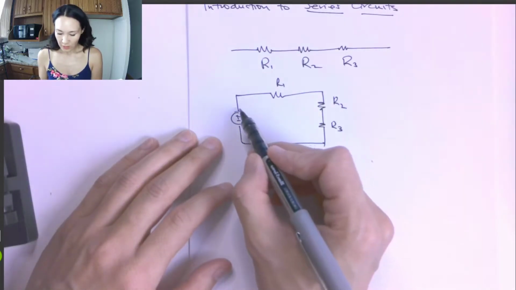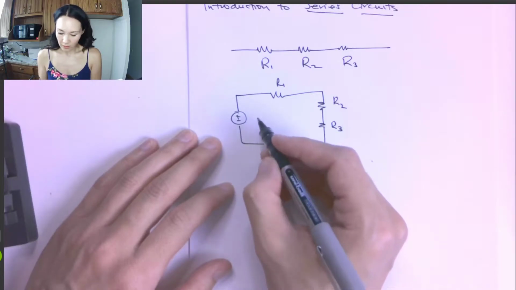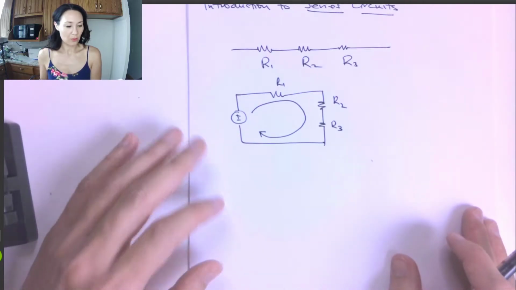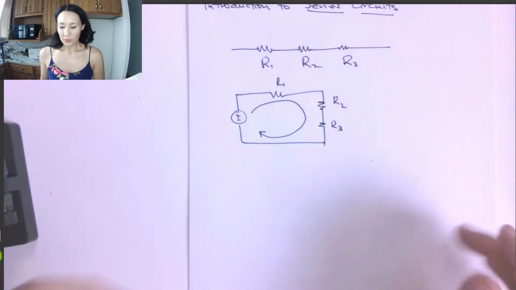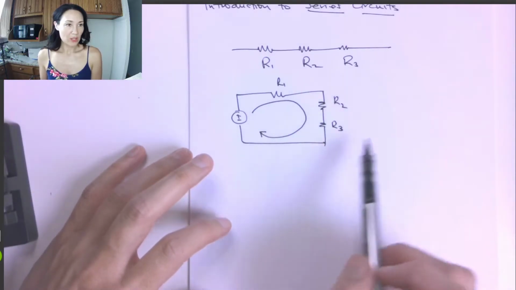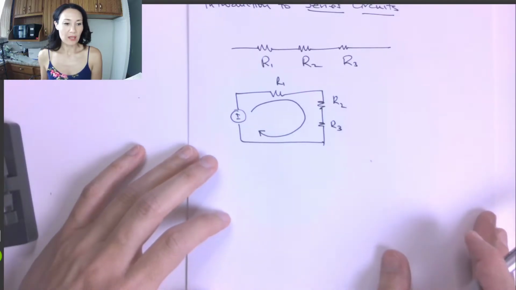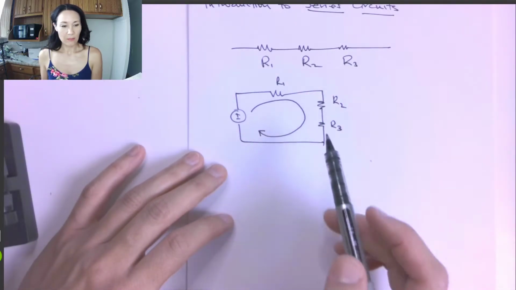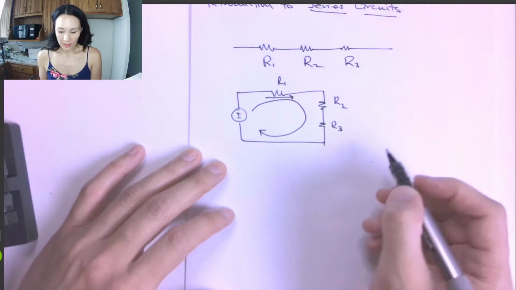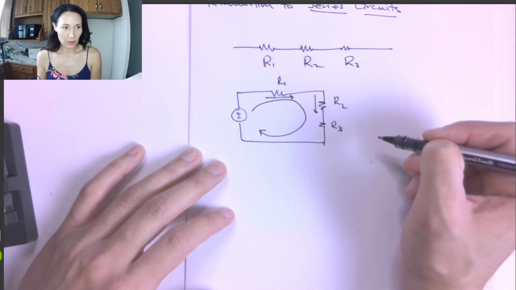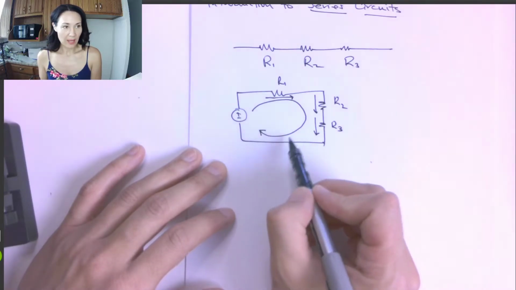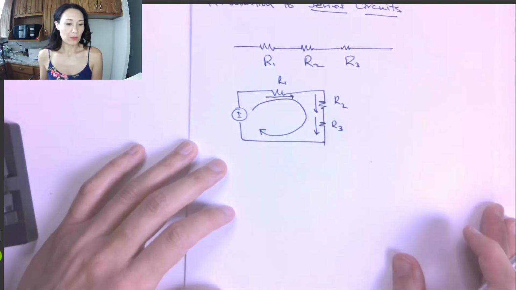We know that the current originates from the positive terminal of the voltage source and travels around in a loop like this back to the negative terminal of the power supply. And since we only have one path for the current to take, there are no branches, there are no nodes in this simple series circuit, we know that the current will be the same everywhere. So that means that the current that's going through resistor 1 is equal to the current that's going through resistor 2 is equal to the current that goes through resistor 3, and that's equal to the current that was supplied and returns back to the power source.